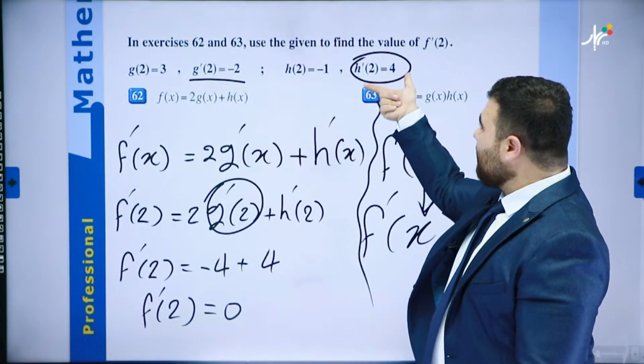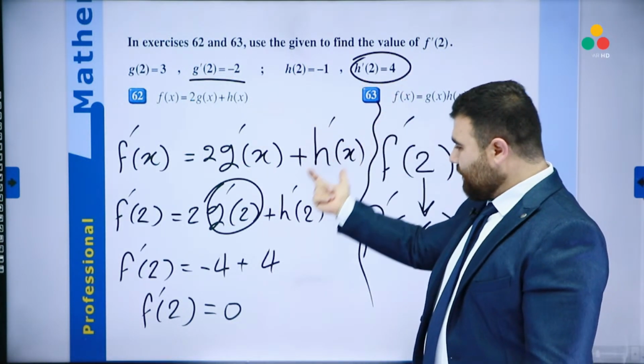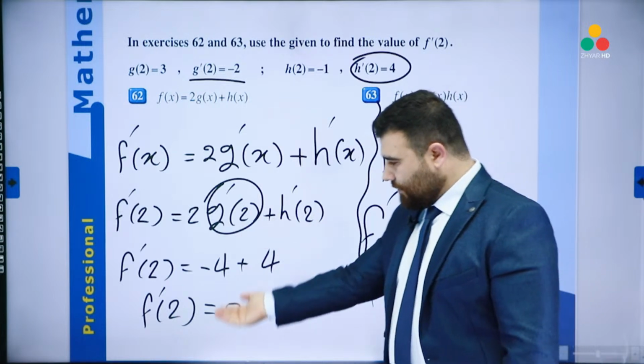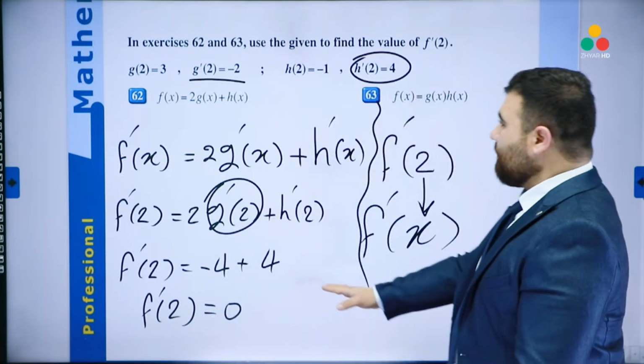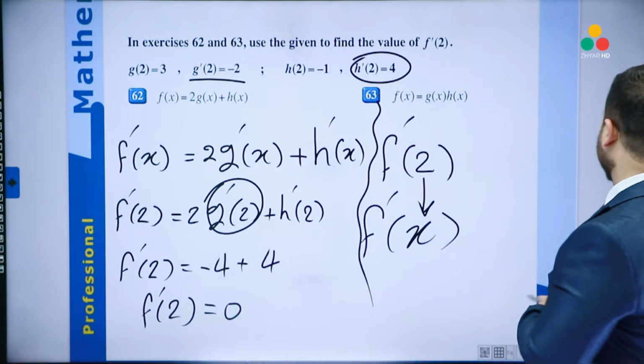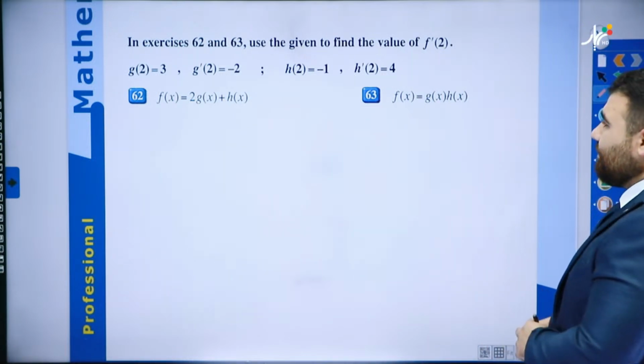H prime of x is here. H prime of 2 is 4. So I wrote here 4. Then f prime of 2 is equal to 0. Now I'm sure it's correct. 63, it's literally the same idea.